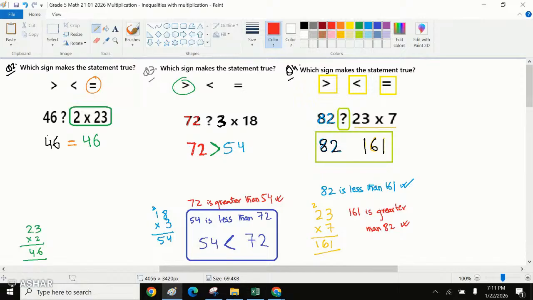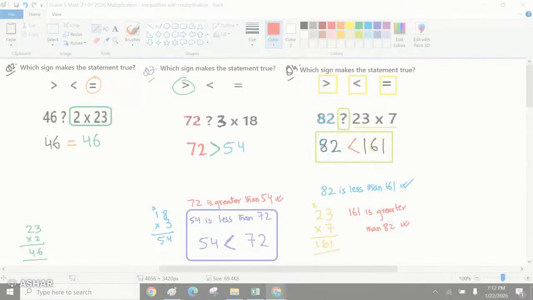It's like an alligator. The alligator would like to eat the bigger value, so the mouth is open towards the bigger number. We can read this as 82 is less than 161, or we can say 161 is greater than 82. Okay, thank you so much. Moving ahead with the next question.